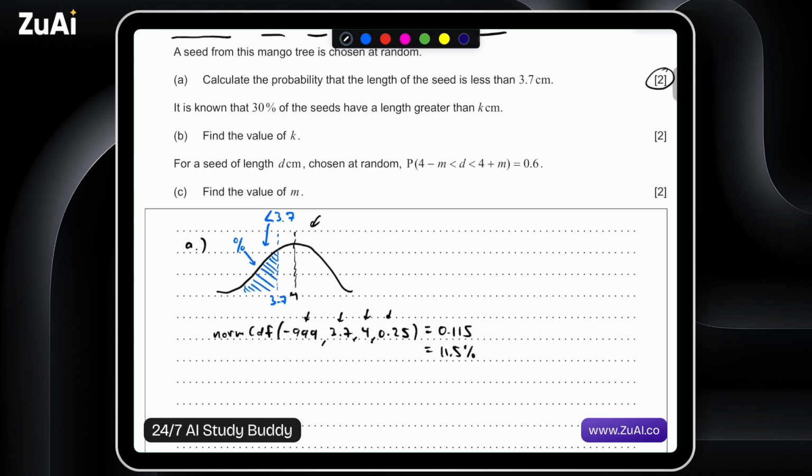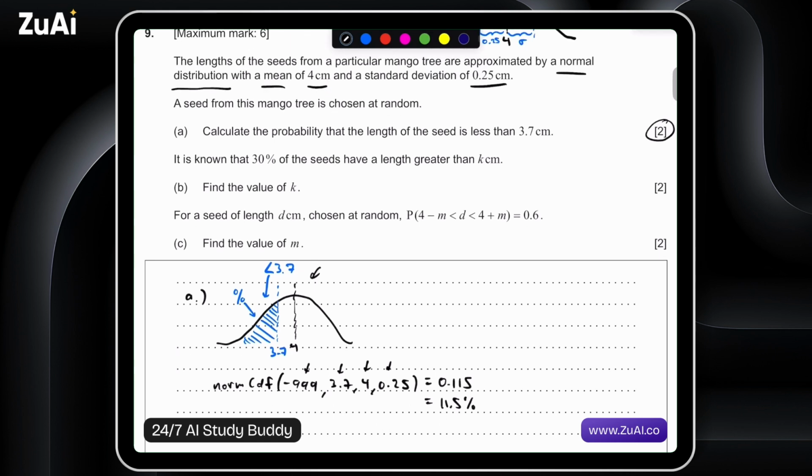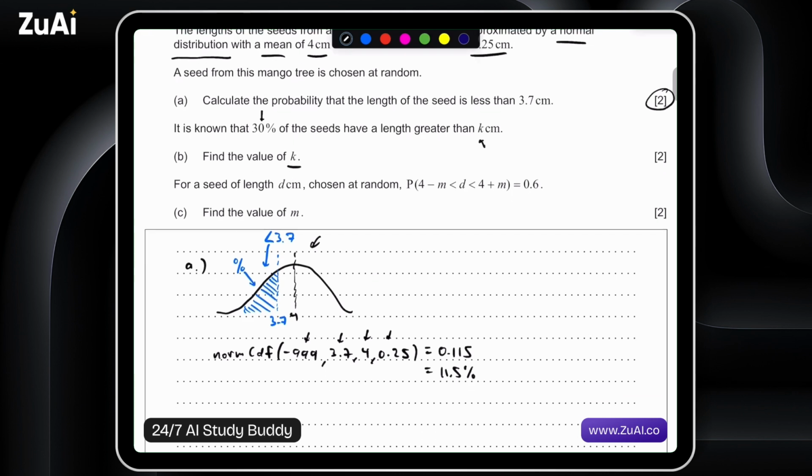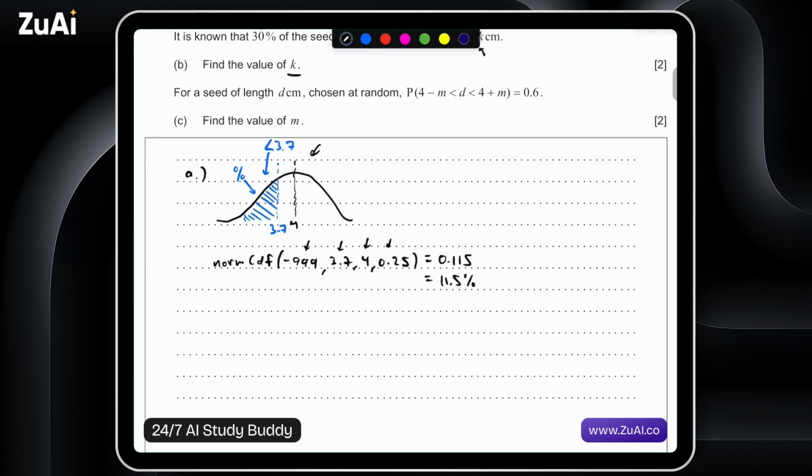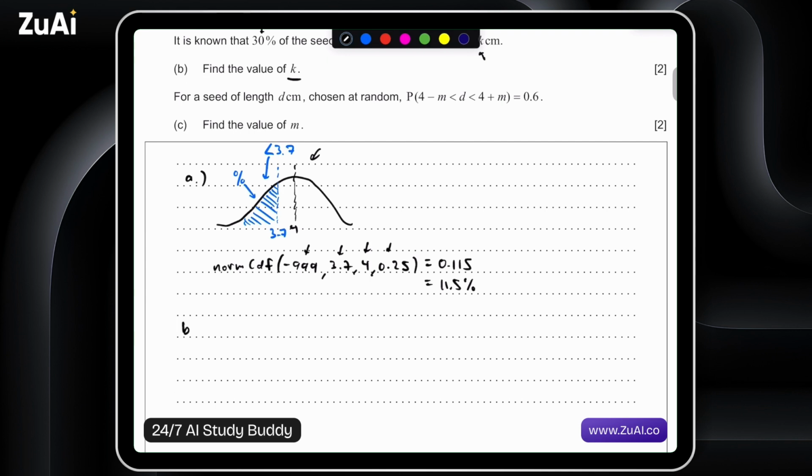Part B, it says, it is known that 30% of the seeds have a length greater than k centimeters. Find the value of k. So in this case, we're given the area under the curve, and we want to find the cutoff point. So let's go ahead and draw another sketch to see what this actually is. So we've got a normal curve once again.